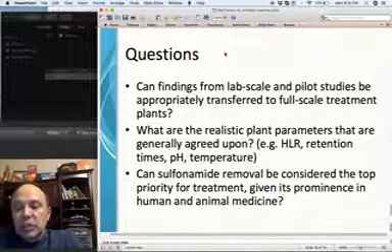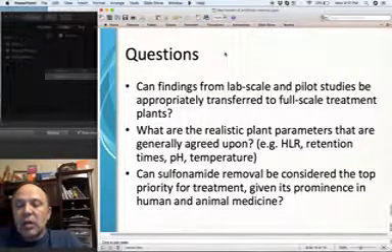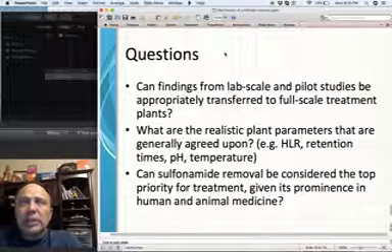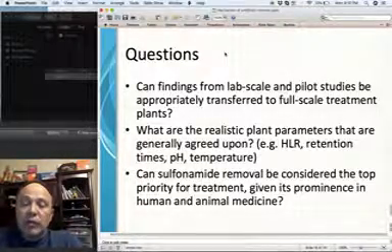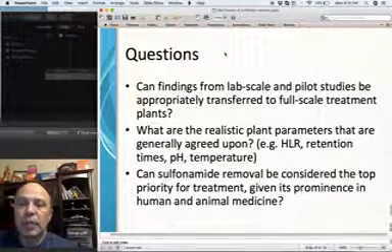Why? Because sulfonamide is one of those antibiotics that is very prominent. It's commonly used not only for human health but also for animal medicine as well.